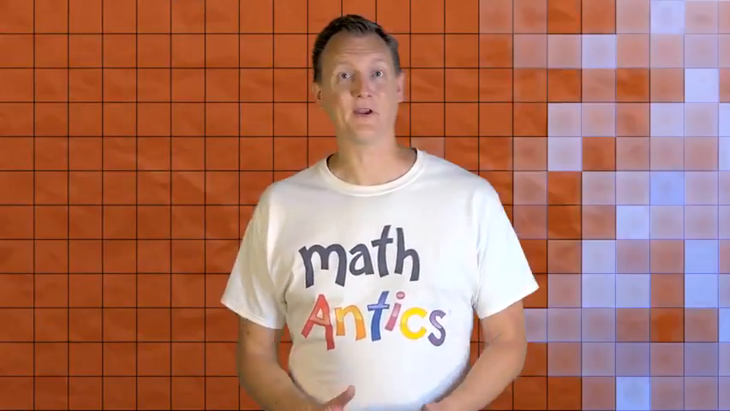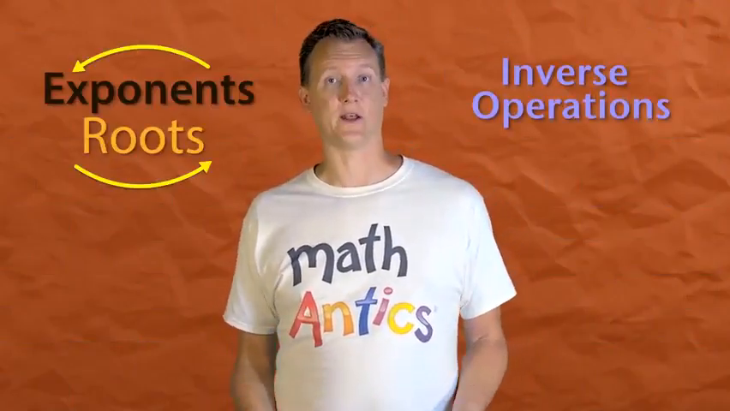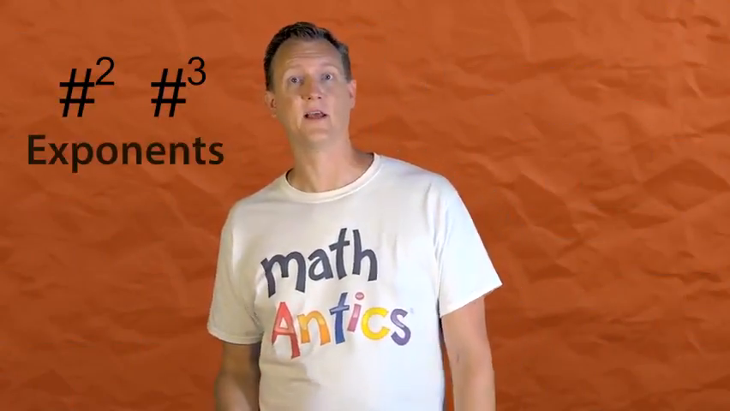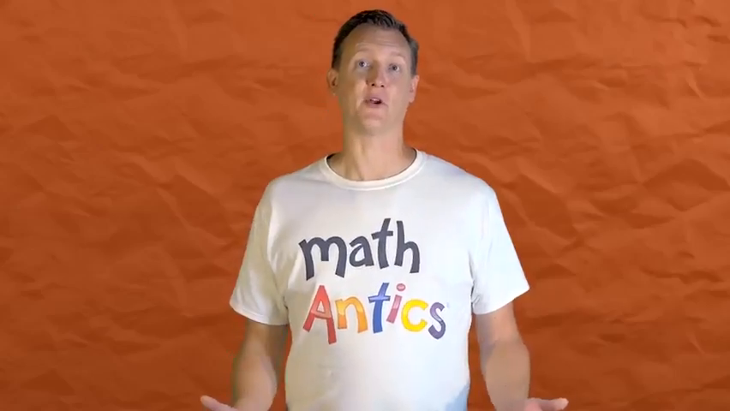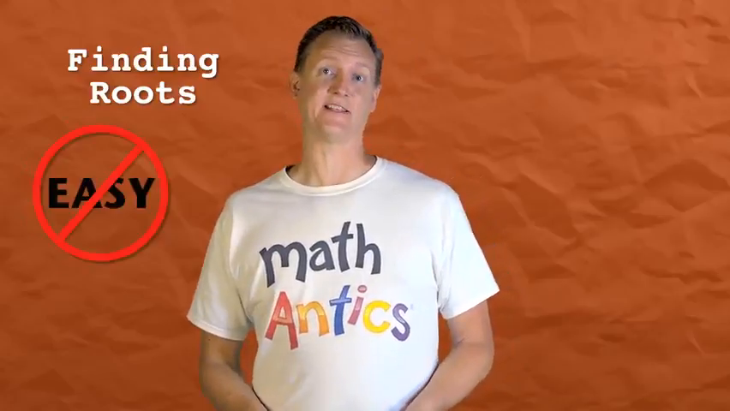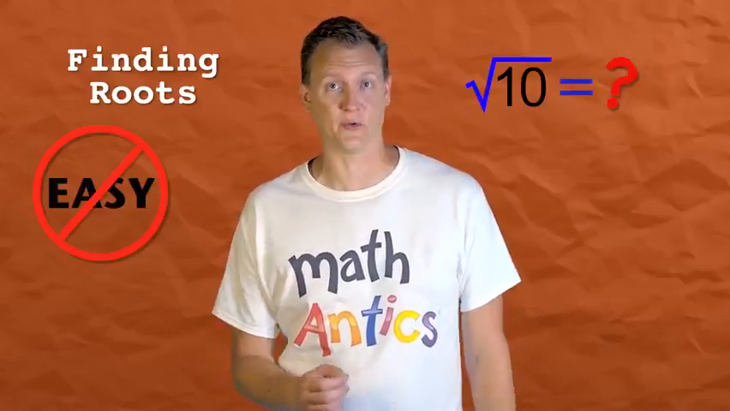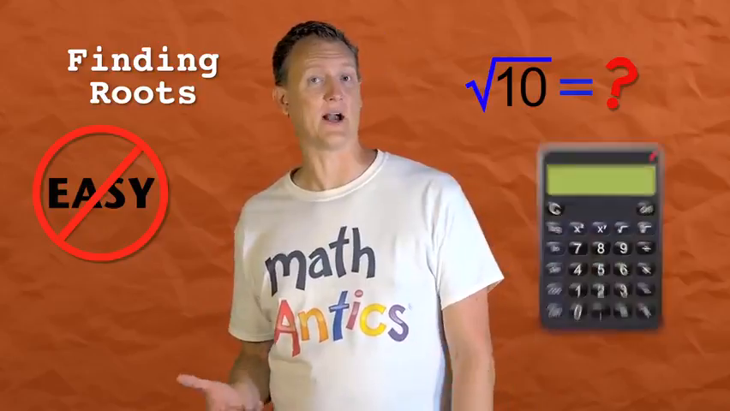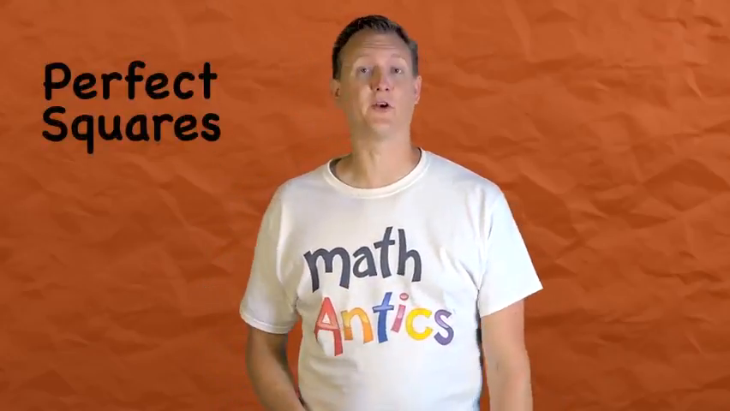All right, so now you know how exponents are related to roots. They're inverse operations and they undo one another. And you also know that just like 2 and 3 are the most common exponents, the square root and the cube root are the most common roots. You also know that finding roots is usually not very easy. That's important to know so you don't get discouraged if you feel like it's hard to figure out what a certain root is. You're not alone. We think it's hard too, and would normally just use a calculator to find them. The good news is that some roots are easy to find, like the perfect squares. So be sure to focus on learning them first.